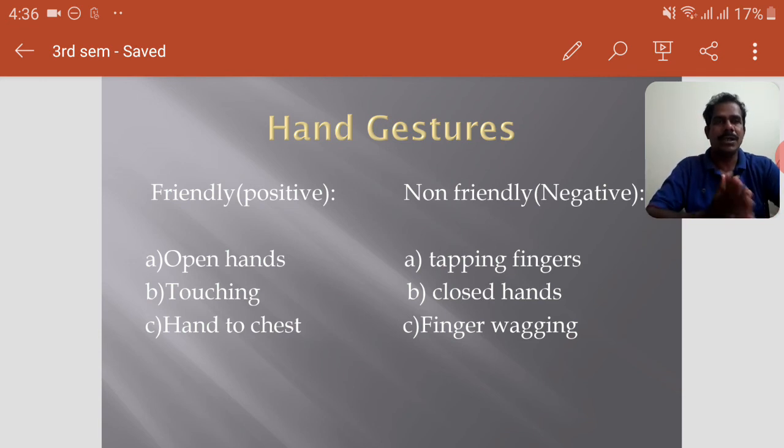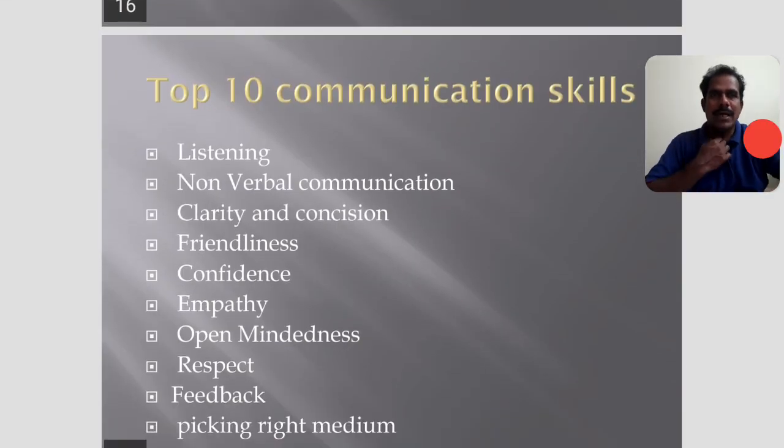Touching your hands mildly is important. Hand to chest: the hands have to be at chest level. This is positive body language. Negative: tapping fingers is negative body language. Closed hands are also body language. Finger wagging is also negative body language.